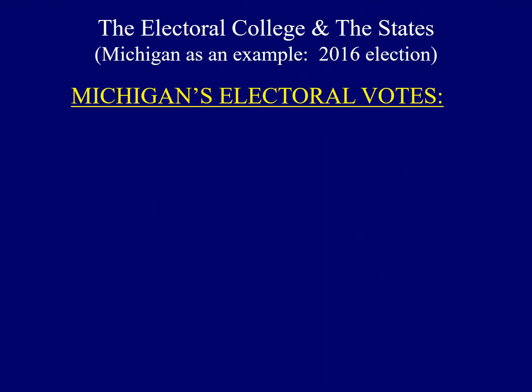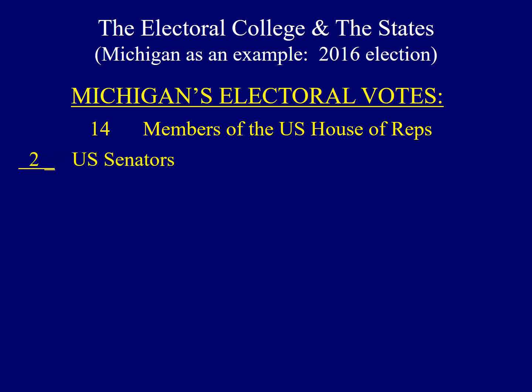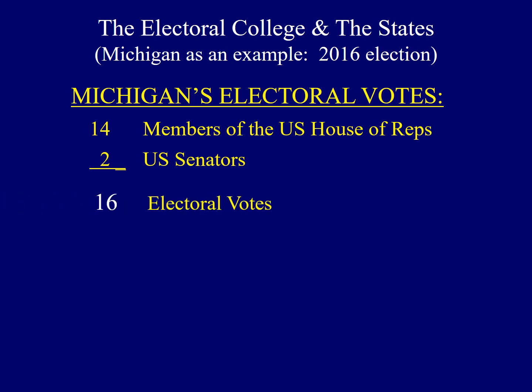Let's use Michigan as an example to try to explain this whole thing. First of all, let's look at the number of members of the House of Representatives for Michigan. Well, based upon the latest census, it's 14. Michigan also has 2 U.S. senators. That means Michigan has 16 electoral votes.